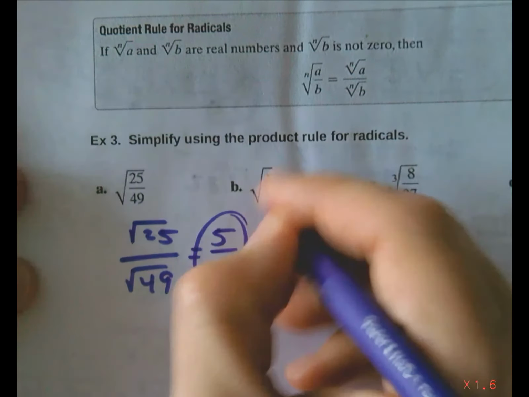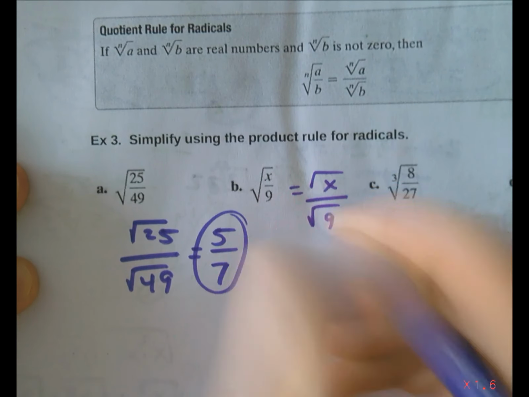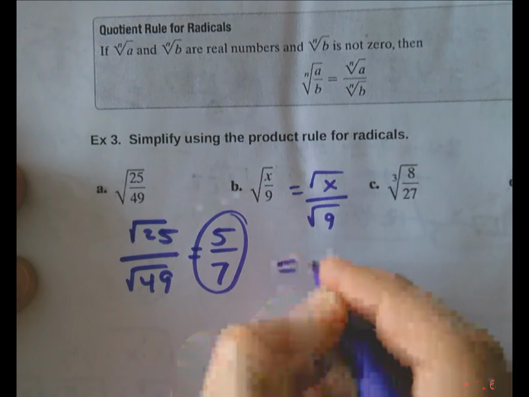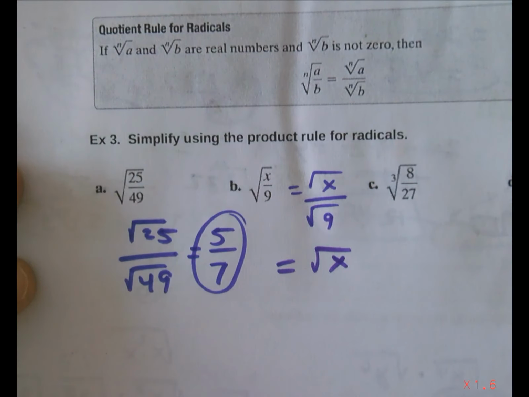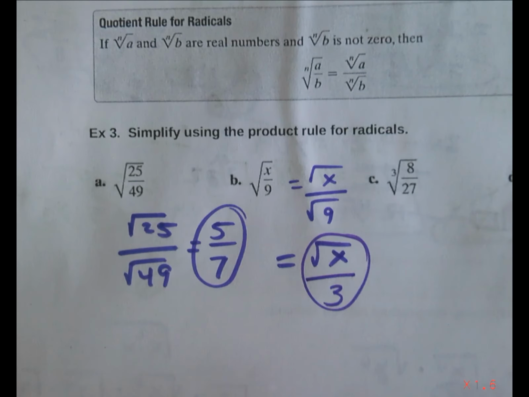Same thing with b. If I have the square root of x over 9, we know that's the square root of x over the square root of 9. And then we simplify where we can. The square root of x doesn't simplify, but the square root of 9 we know is 3. So we get the square root of x and then all over 3.